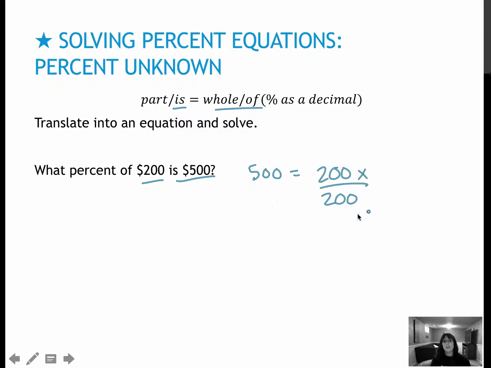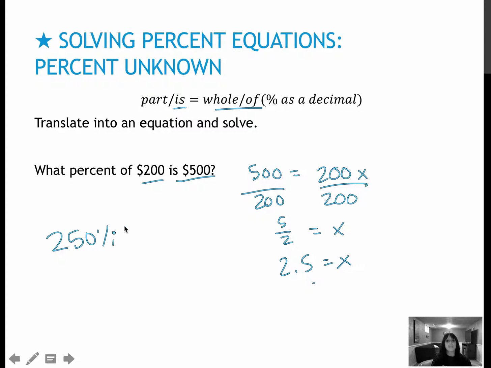I divide by 200 on each side. When I divide, I of course get 5 halves, or as a decimal 2.5. So what does that tell me? 250% of 200 is 500. So that's a larger number. Always turn it into a percent.